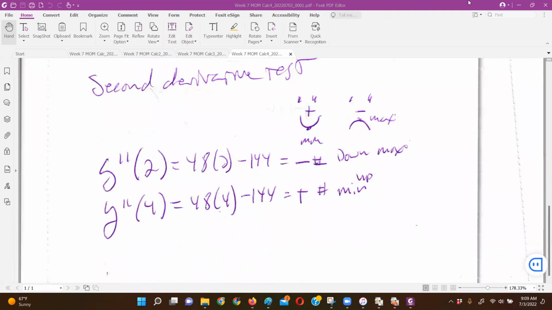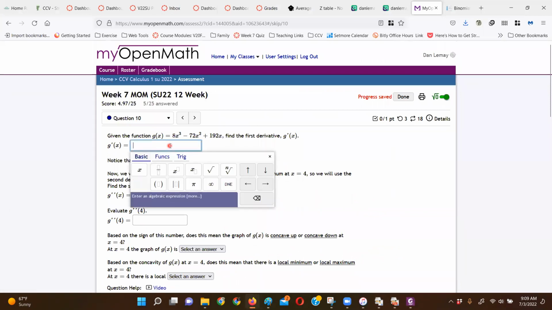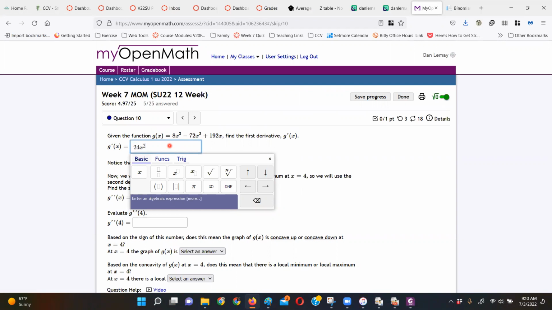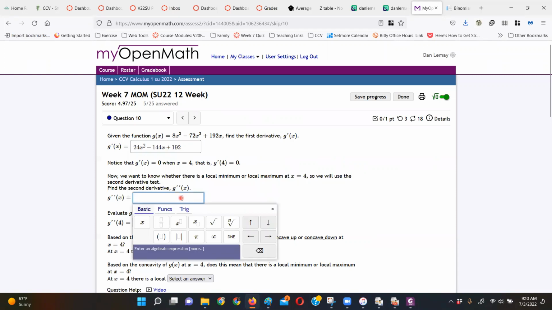Let's go see if I can get the MyOpenMath question right. So the first derivative is here. Let me get my paper out of my scanner. First derivative is 24x squared minus 144x plus 192. Then they're having us do the second derivative right off the bat. So that's 48x minus 144. And I get these signs right, don't I? Yeah.